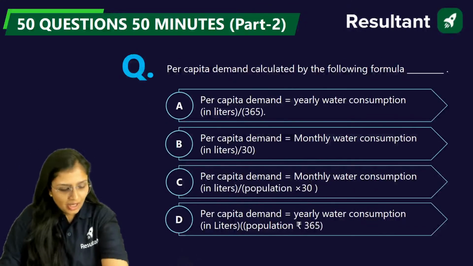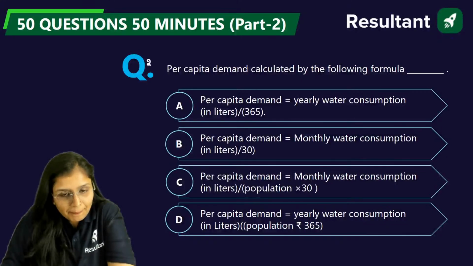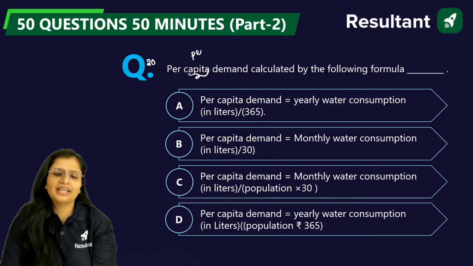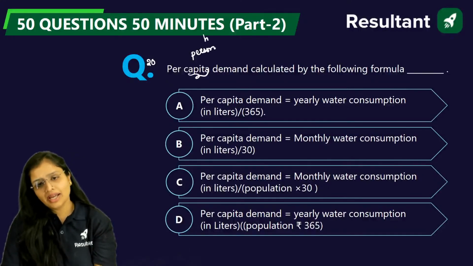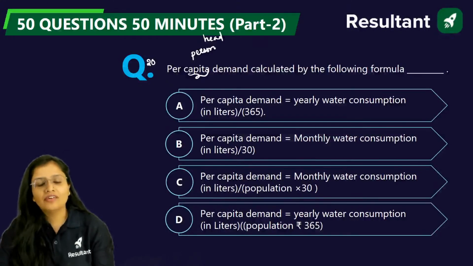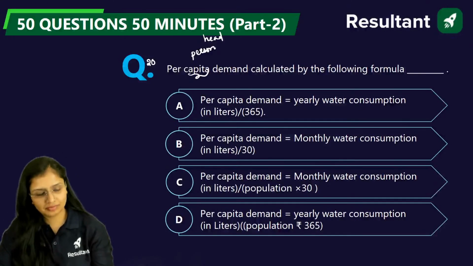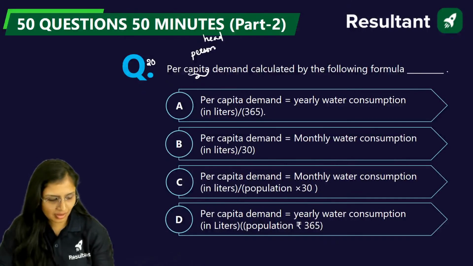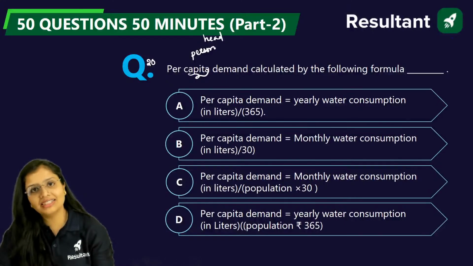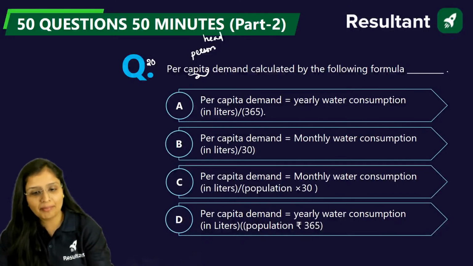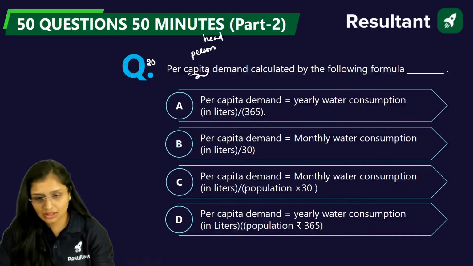Now, question number 20. Per capita demand. Per capita means person, or you can write it as head also. Okay. Per capita demand is calculated by which of the following formulas? Come on. Per capita demand means how much amount of water is required by one person per day. That is termed as per capita demand.